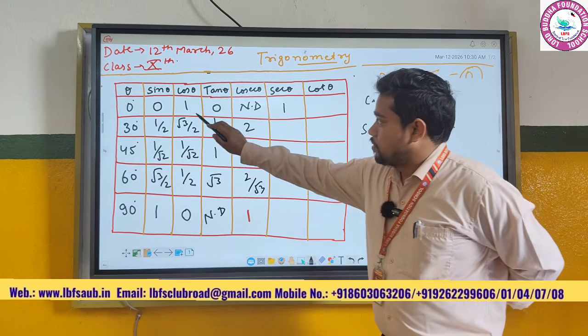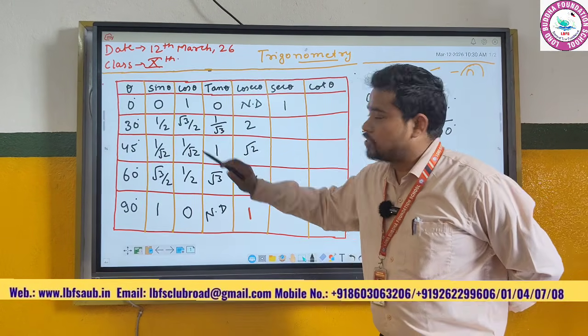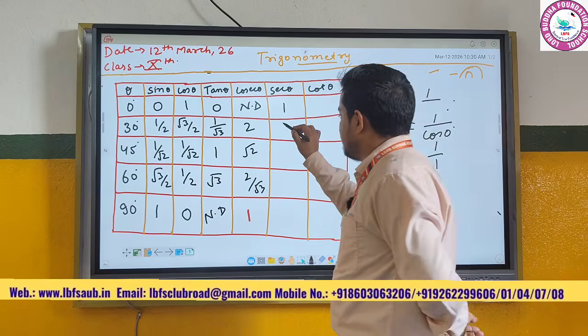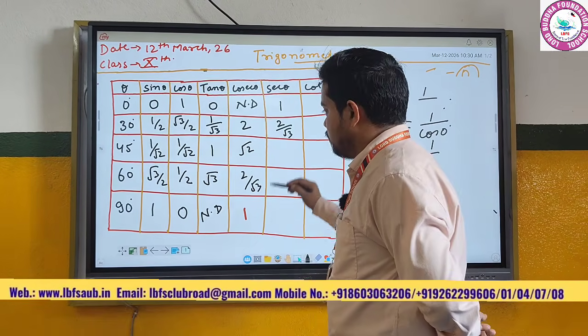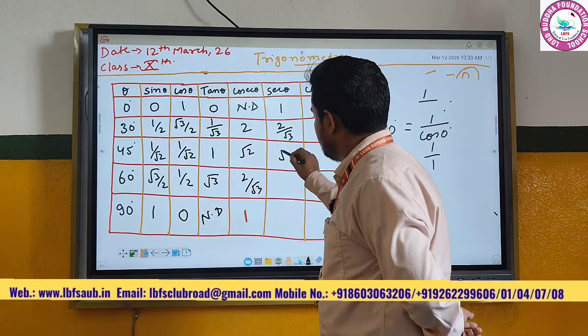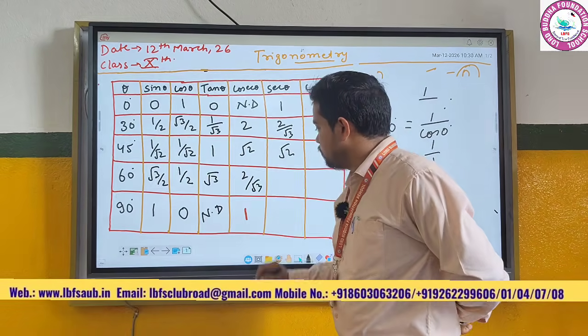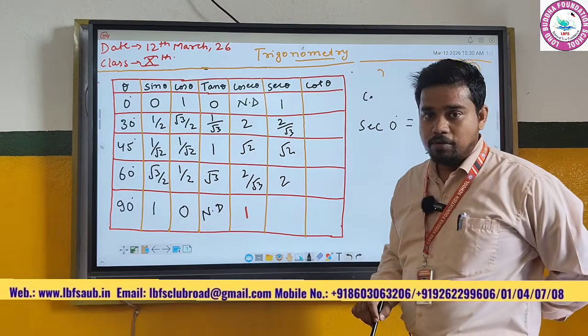Okay, cos 30 degree is root 3 upon 2. So we can write it as 2 upon root 3. 1 upon root 2, we can write it as root 2. 1 upon 2, we can write it as 2.